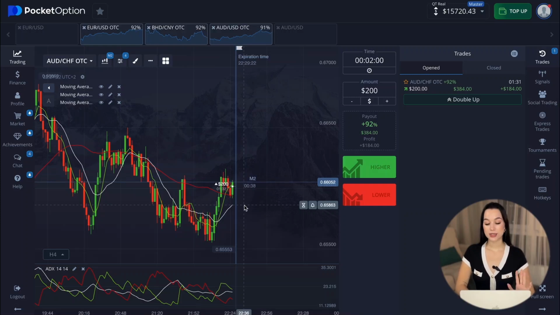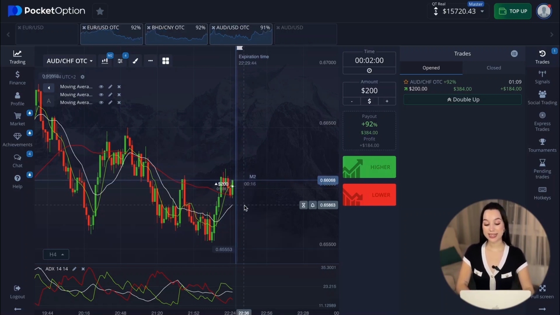So let's explain the strategy. Now I will explain to you why I open a trade here for 2 minutes up. We can see that the two lines of moving average intersect each other and go upward in the same direction. So it could mean it's the first signal why we need to open a trade up.